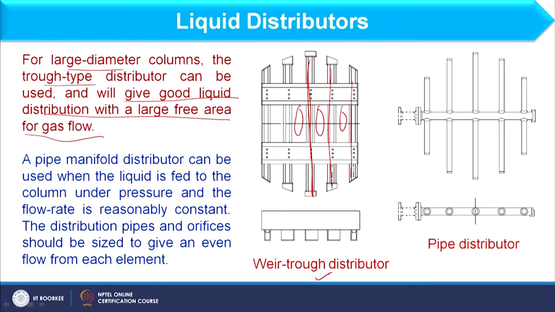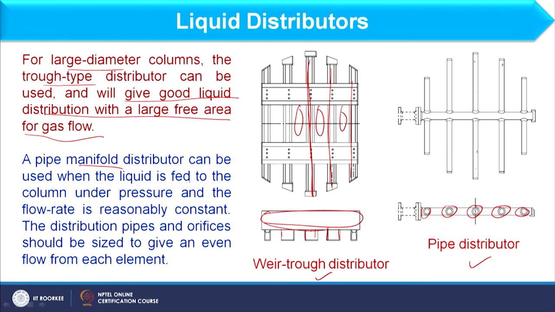So, here we have the weir trough distributor, where you can see this is the distributor plate, and here we have the weir type of structure. Okay. So, in this we can have the holes along the length. Okay. And along similar lines I have the pipe distributor, and in this pipe we have different holes as you can see over here, and through these holes liquid is properly distributed across the cross sectional area of the column. Okay.